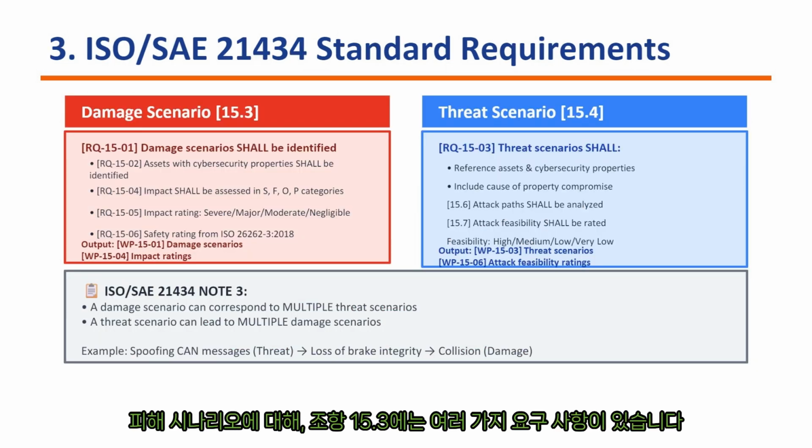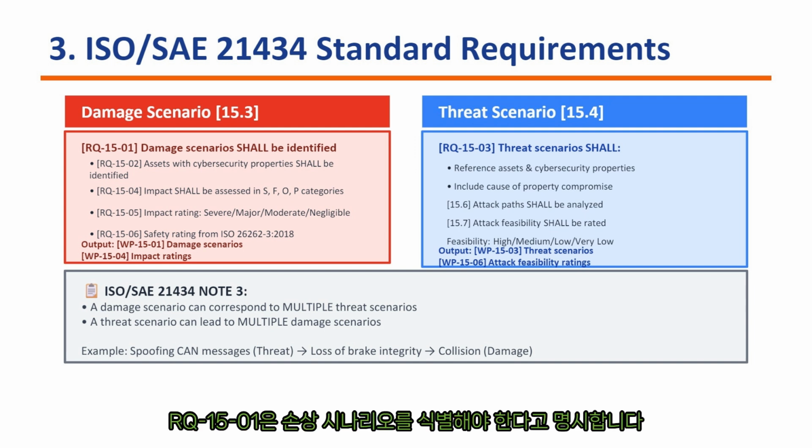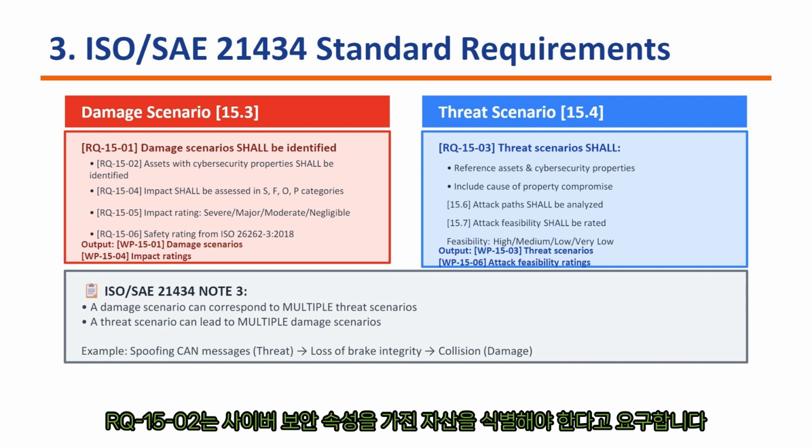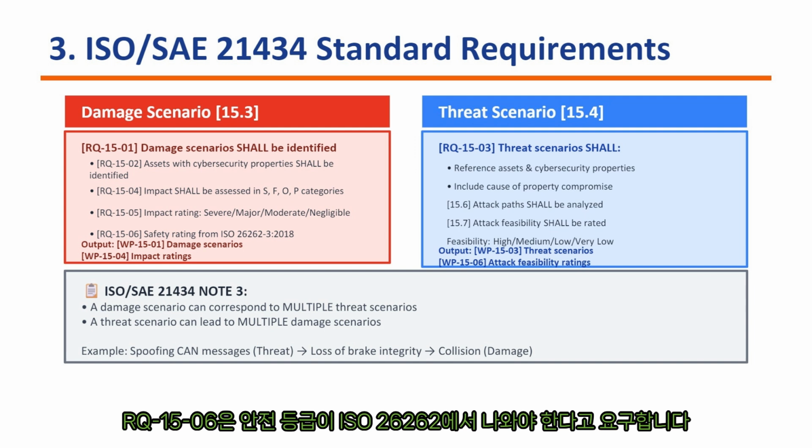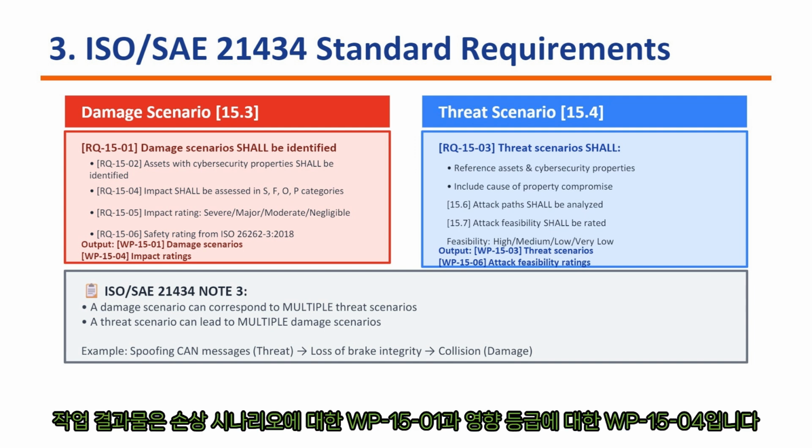For damage scenarios, Clause 15.3 has several requirements. RQ-15-01 says damage scenarios shall be identified. RQ-15-02 requires identifying assets with cybersecurity properties. RQ-15-04 mandates impact assessment in all 4 categories: safety, financial, operational, and privacy. RQ-15-05 specifies the rating levels, and RQ-15-06 requires that safety ratings come from ISO 26262. The work products are WP-15-01 for damage scenarios, and WP-15-04 for impact ratings.